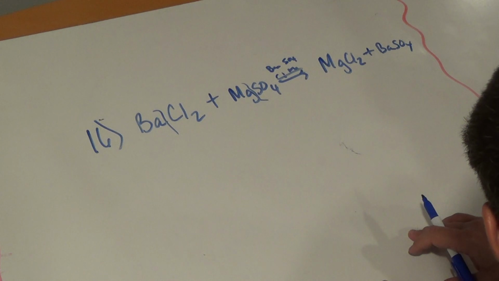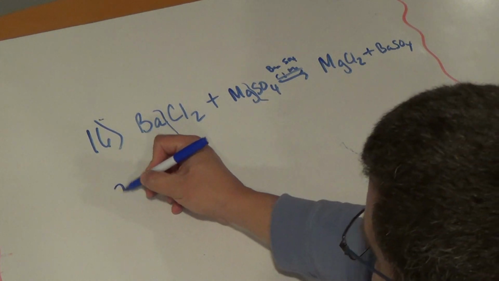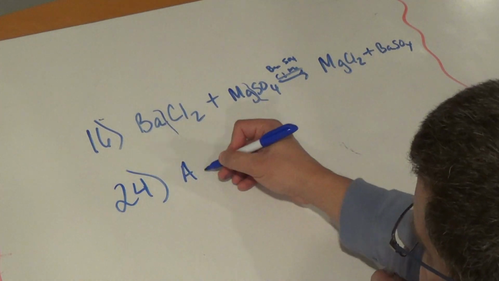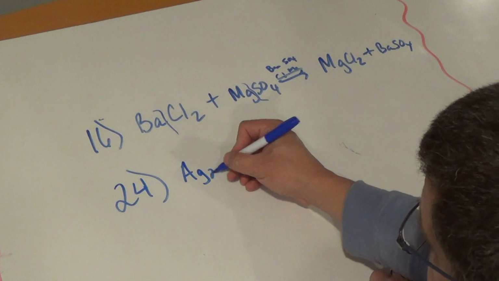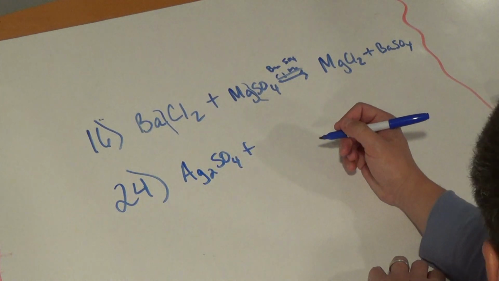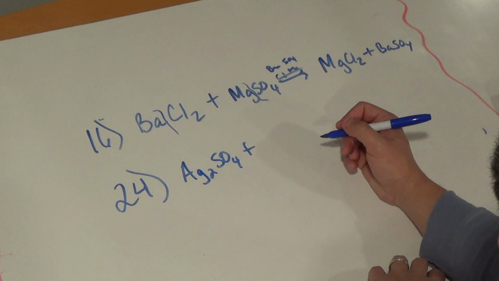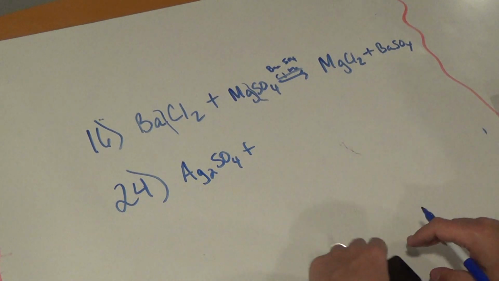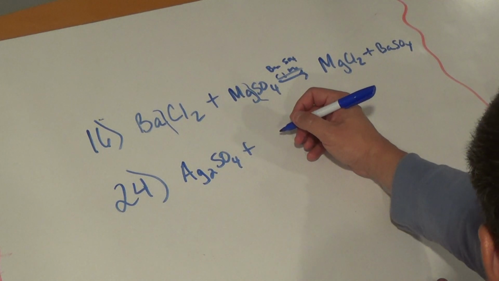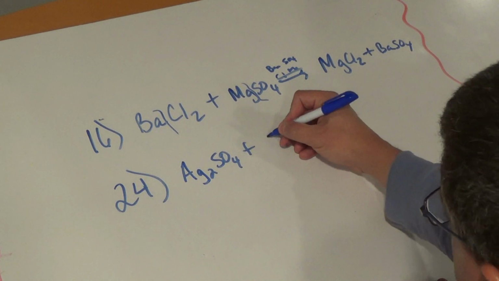Let's go to 24. Silver sulfate, Ag plus 1, SO4 2 minus, plus acetic acid. Oh, that's a nasty one. I don't want to do that one. No. Aluminum chloride, excuse me. Yeah, acetic acid, don't worry about it. Aluminum chloride, here we go. AlCl3.